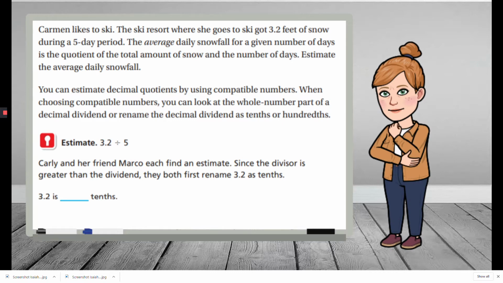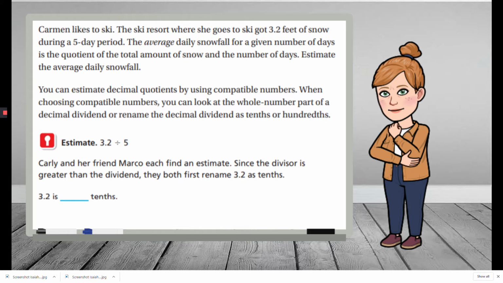Carmen likes to ski. The ski resort where she goes to ski got 3 2/10 feet of snow during a 5-day period. The average daily snow for a given number of days is the quotient of the total number of snow and the number of days. Estimate the average daily snowfall.